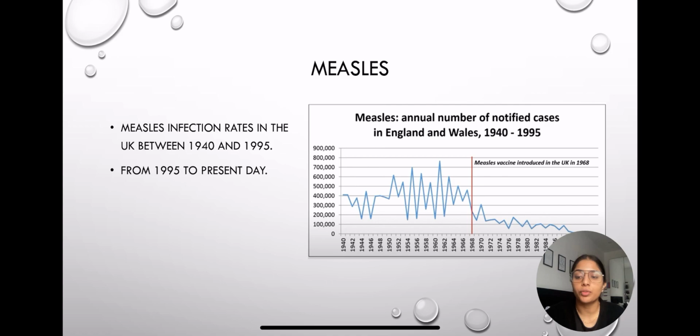The chart here, sourced from Public Health England, shows the number of recorded cases of measles from 1940 to 1995 in England and Wales. As indicated on the chart, the first measles vaccine was introduced in 1968 and had a dramatic effect on the number of cases. A second vaccine containing a measles pathogen, known as MMR, was introduced in 1988, causing a further decline in recorded cases.